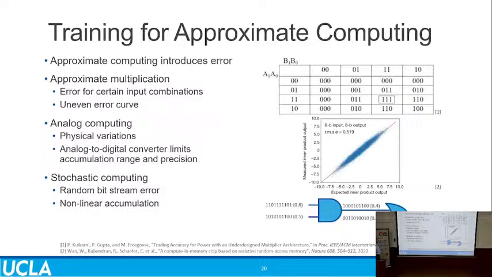And modeling it in any compact form is very, very hard, right? So analog computing, there have been lots of papers on using analog arithmetic for energy efficiency, etc. They face similar problems. You have analog to digital converters. They have range and precision issues. Stochastic computing that I just talked about has random bit stream errors in the input. You have effectively a nonlinear accumulation because of the a plus b minus ab setup, right? So there are lots of reasons why approximate arithmetic, though it looks good on paper, is very, very difficult to make work.